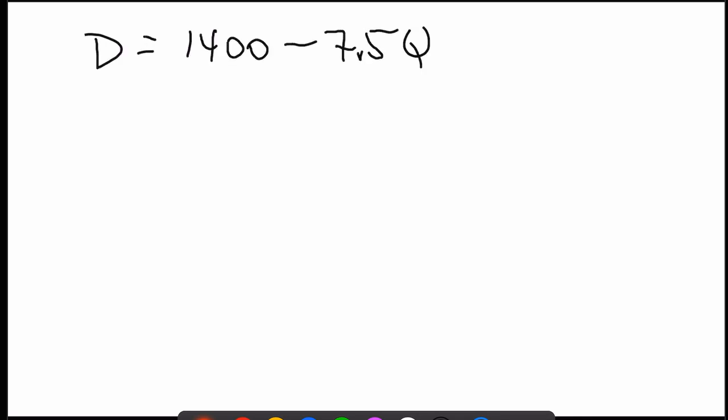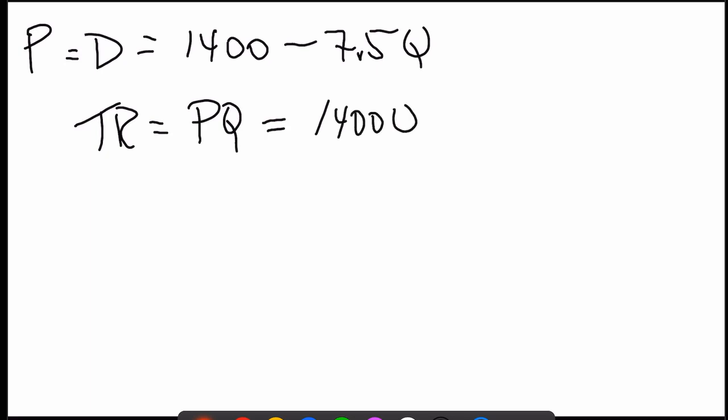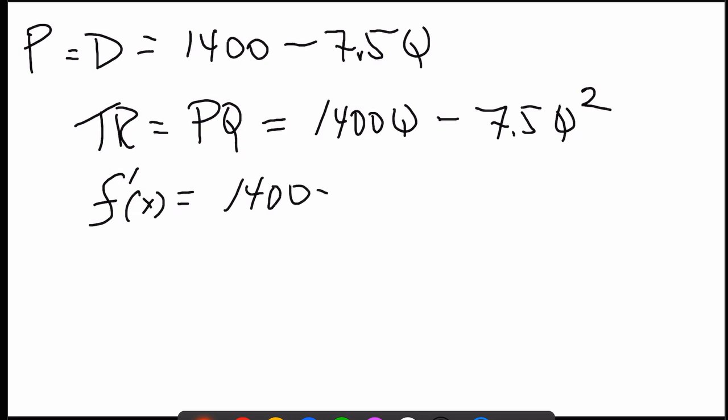Okay. So suppose I have a demand curve. Let's optimize this function. So I'm going to find total revenue. This is P. I'm going to multiply P times Q. So I'm going to get 1400Q minus 7.5Q squared. I'm going to take the first derivative of that, and I'm going to get 1400 minus 15Q. I'm going to set that equal to 0. Okay?